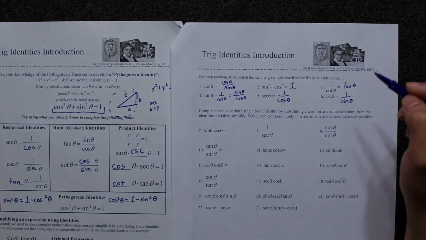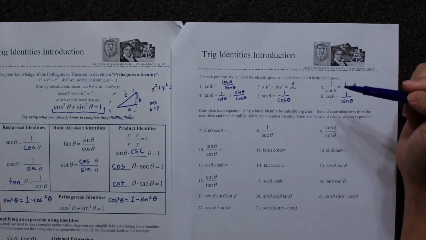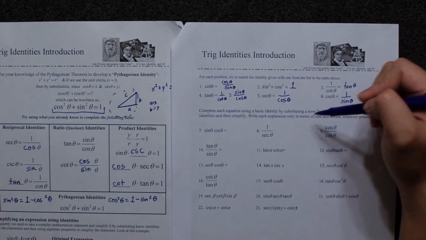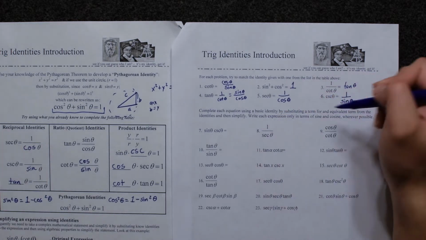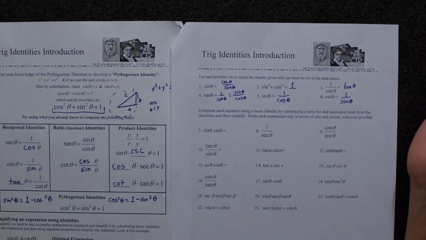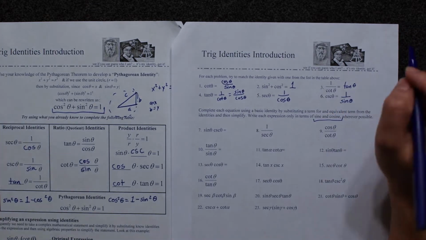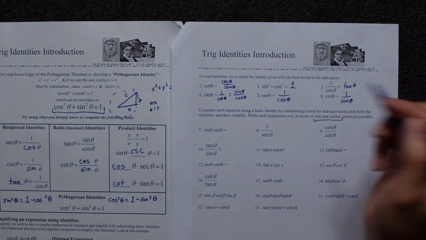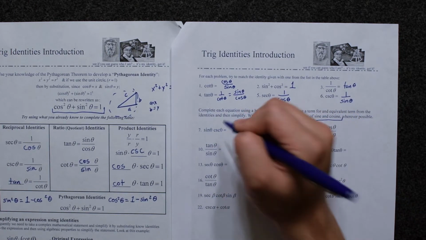Alright, that takes care of that. Now, let's read the instructions for this. Complete each equation using a basic identity by substituting a term for an equivalent term from the identities and then simplify, right? Each expression only in terms of sine and cosine whenever possible. So again, sine and cosine, that's as simple as we get. Well, let's take a look at this. This says sine times cosecant theta.